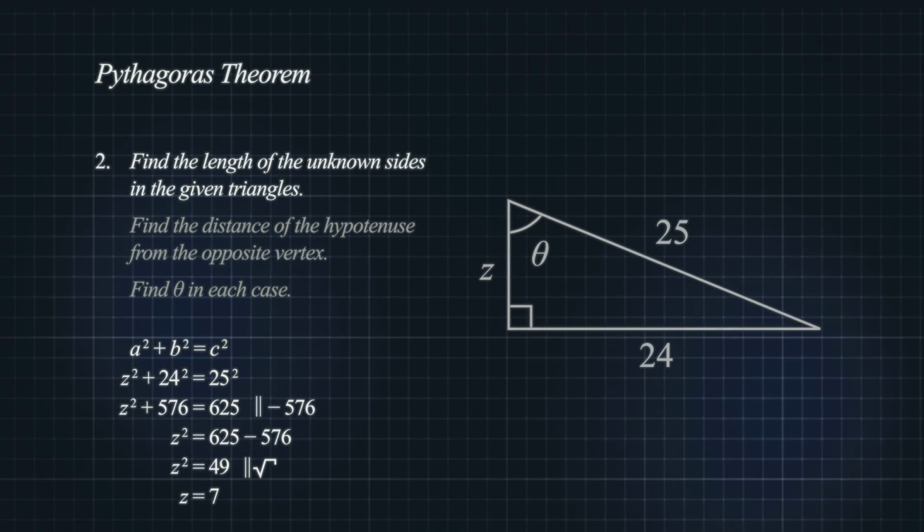The first part of this assignment is now completed. Next, we are asked to find the distance of the hypotenuse from the opposite vertex. To solve this, we need to understand the concept of similar triangles.